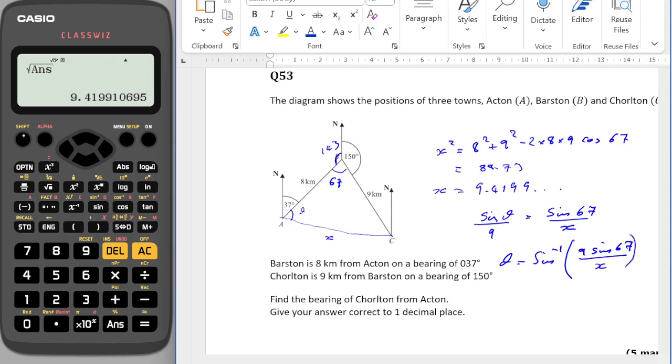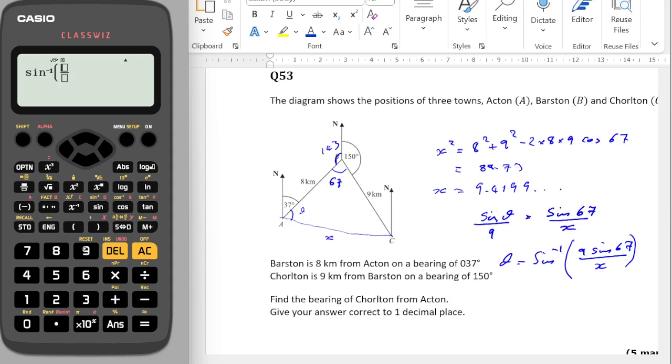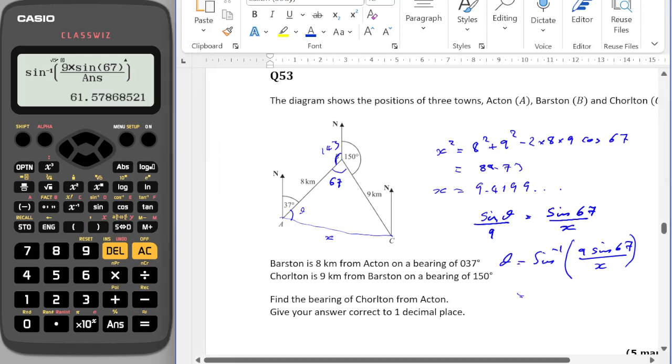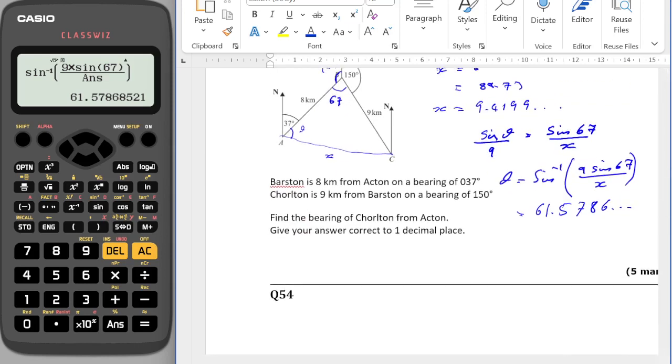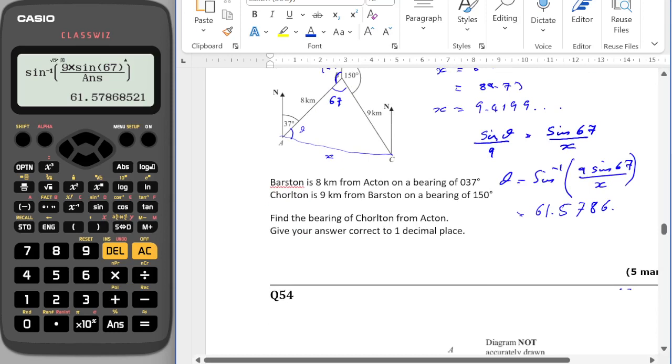And I'm going to type it in like that. So shift sine, fraction, 9 times sine of 67, divided by the last answer from my calculator, and then close up my brackets. So the angle there is 61.5786 dot dot dot. If I want the actual bearing, I've got to add on 37.